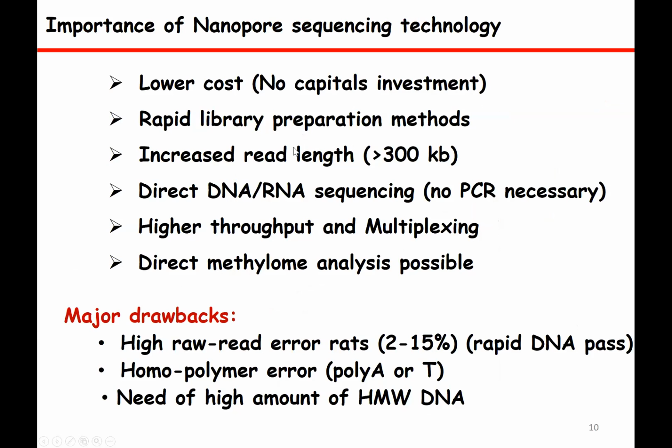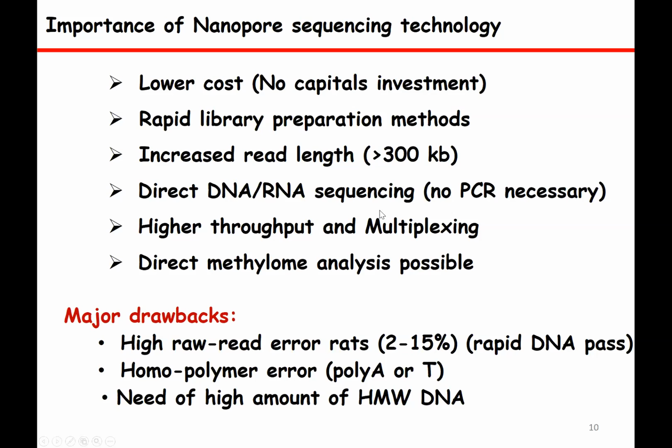This slide summarizes the importance of nanopore sequencing technology. First, it has no capital investment, which means that every lab can afford to have this sequencer. The library preparation method is really rapid, simple, yet effective, and nanopore sequencing can produce more than 300 kb on average, depending on your library. Direct RNA and direct DNA sequencing is possible without any PCR.